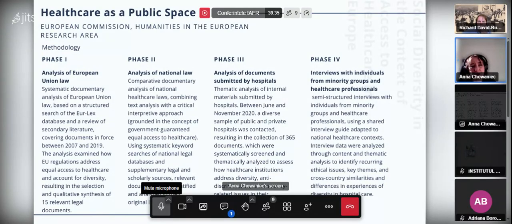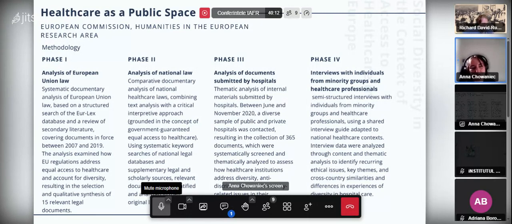We used some keywords in our searches in national legal databases, and we supplemented that with some scholarly resources, of course, to not overlook something. The third phase was the analysis of the documents submitted by hospitals. We reached out to hospitals in all of those countries, and we asked them to share with us any type of documents that can be useful for us, whether that be codes of conduct or statutes, whatever they thought was important for us to analyze.